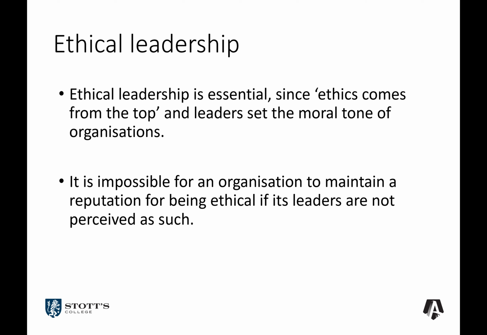Are we seeing moral leadership related to the way the police forces have been acting and over-policing people in, particularly African American people, people of colour in the US? Ethical leadership is essential. Ethics comes from the top. Leaders need to set a moral tone. It is impossible for an organisation to attain a reputation for being ethical if its leaders do not set this tone, if the leaders are not seen as ethical.